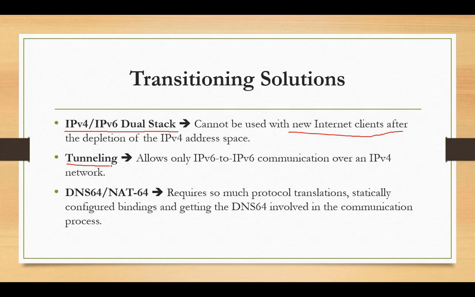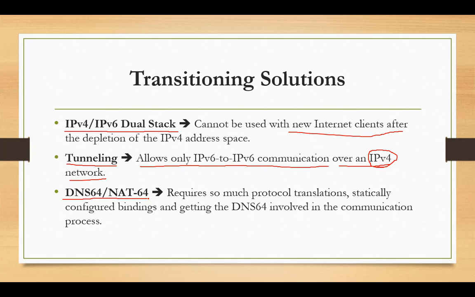The second solution is tunneling, and tunneling allows only IPv6 to IPv6 communication over an IPv4 network. It means that if you have two different sites and they are IPv6, they can communicate through an IPv4 network, but there is no connectivity between IPv4 and IPv6. It's only v6 to v6.